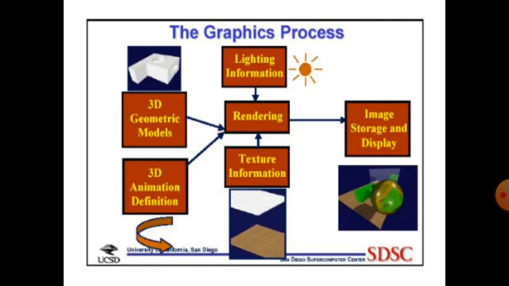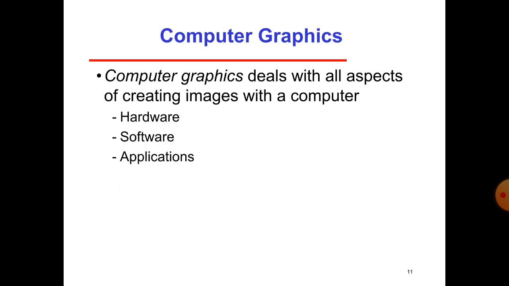The graphics process: from 3D geometric models and 3D animation definition, we take rendering, and we add lighting information and texture information, and we get image storage and display. Computer graphics deals with all aspects of creating images with a computer: hardware, software, and applications.